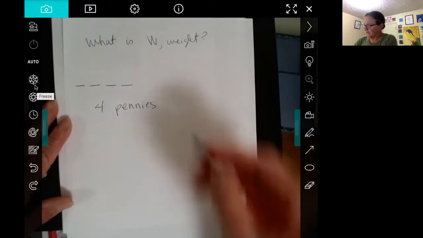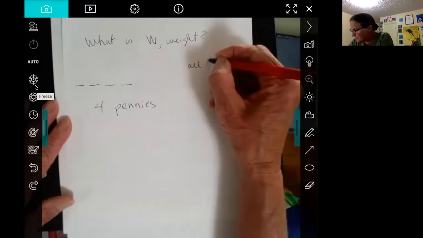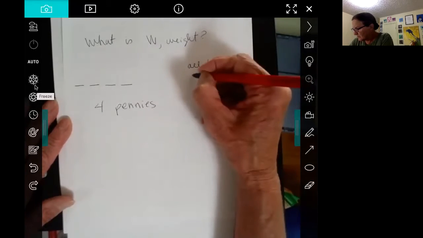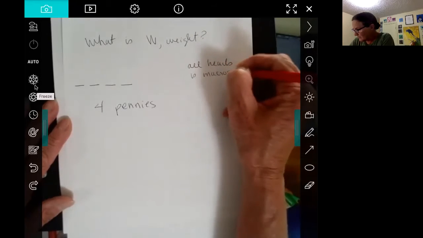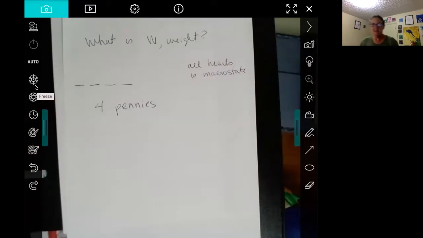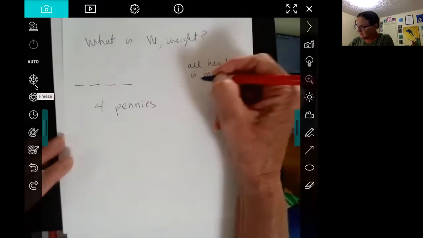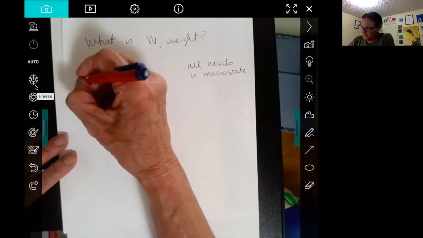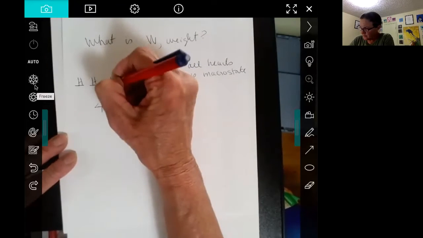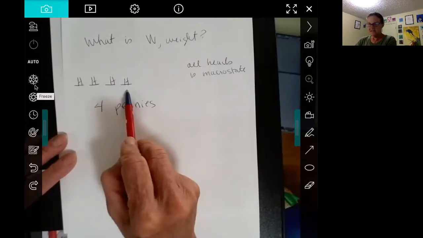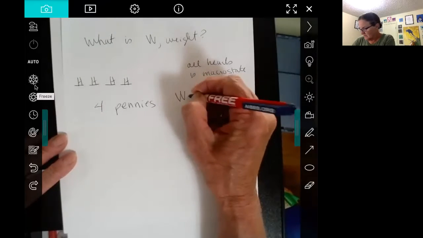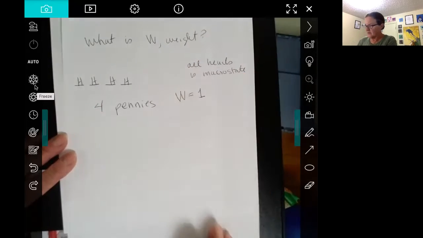So all heads is the macroscopic or macro state. It's the state that, looking from the outside, not knowing which penny is heads or tails, I would see all heads. So how many ways can you do that? Only one. Each and every penny has to be a head. So the weight equals 1 for all heads.